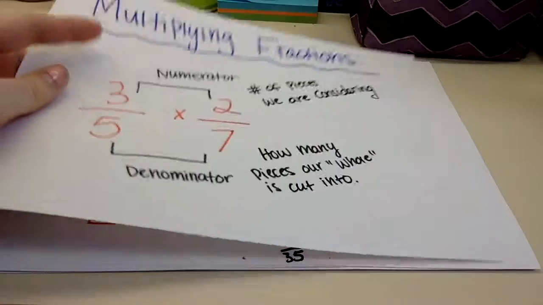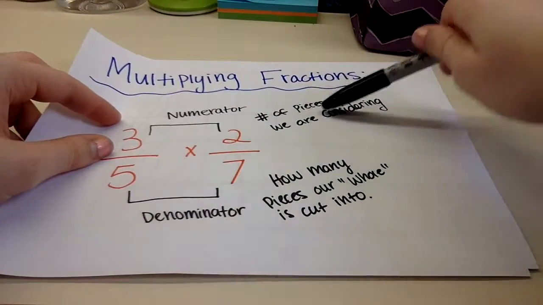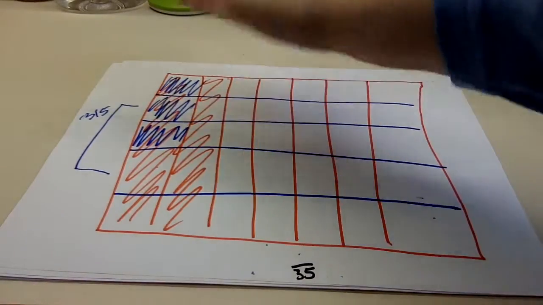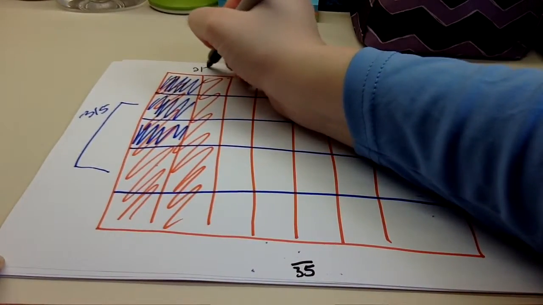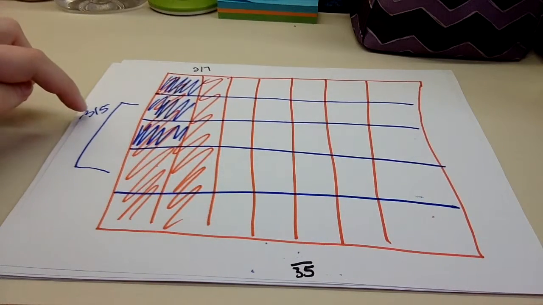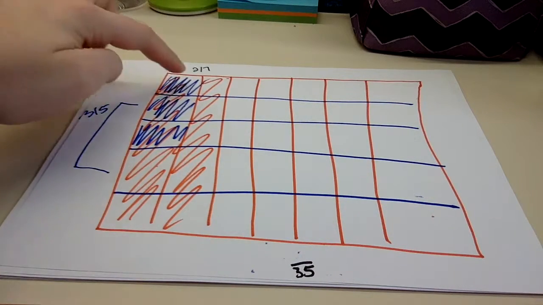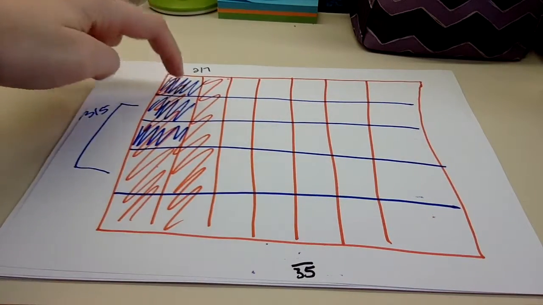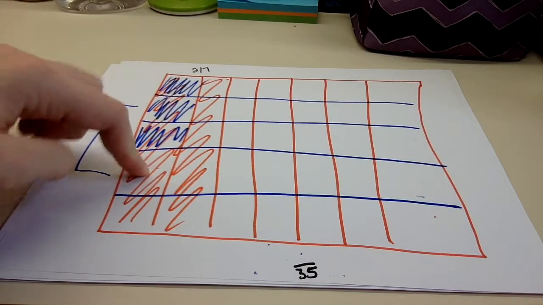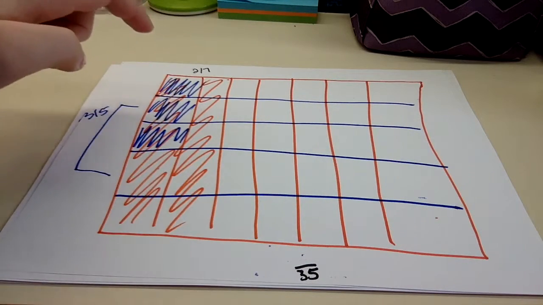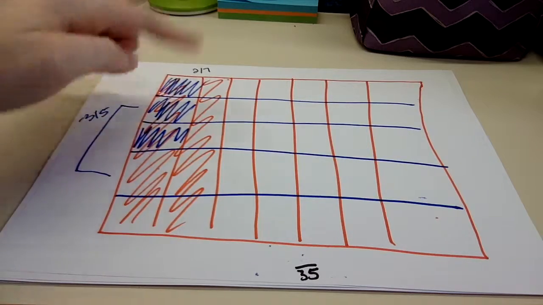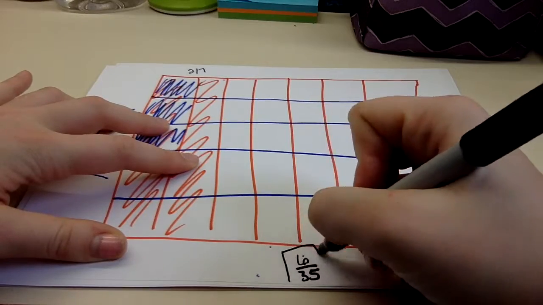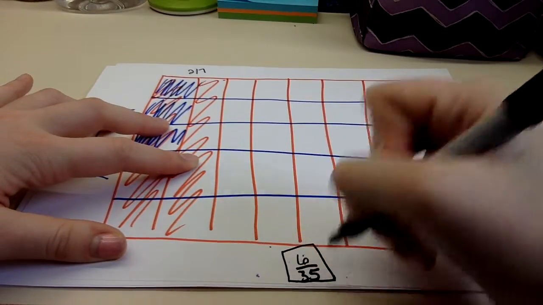The next thing we're going to do is our numerator, which is our top number, and that's the number of pieces we are considering. So we know that we had 3/5, and we also know that we had 2/7. So we're just going to be considering the 3 and the 2. So here's the 3, and here's the 2. So we're going to take 3 times our 2 rows, which gives us 6. So our answer is 6/35.